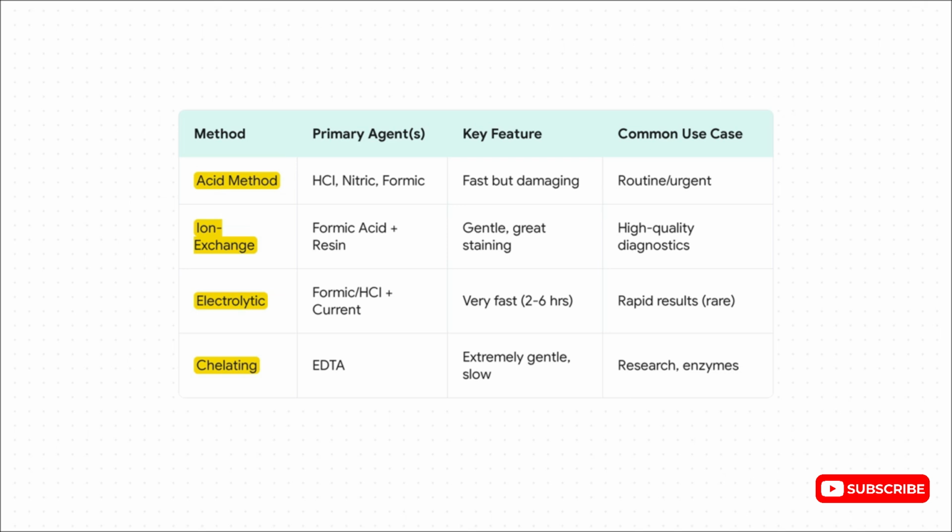Then you've got the ion exchange method, which is much more gentle and gives you fantastic staining for high-quality diagnostic work. The electrolytic method is blazing fast, but it's pretty rare these days because it can really damage the tissue. And finally, you have chelating agents, like EDTA. These are incredibly gentle, but also incredibly slow, so they're usually saved for special research applications.